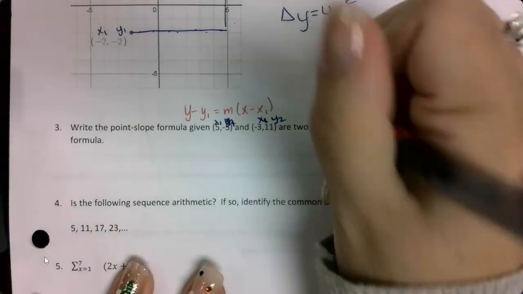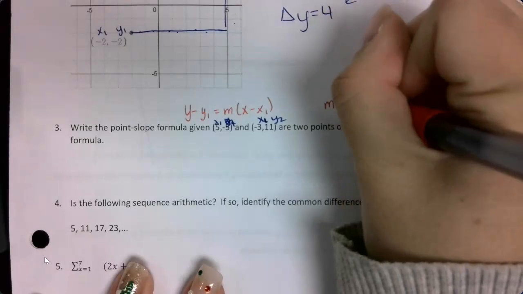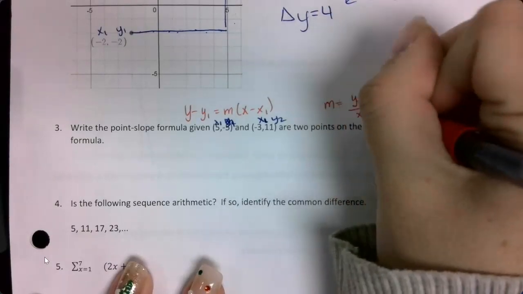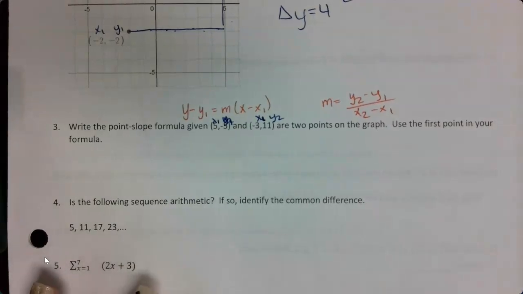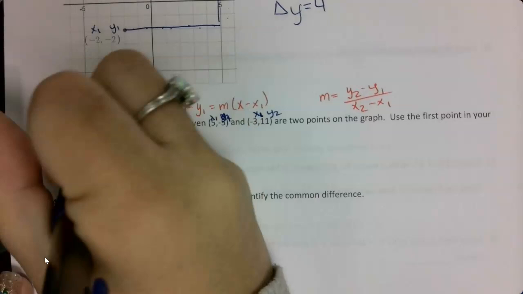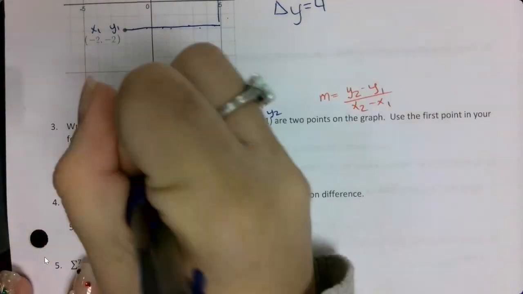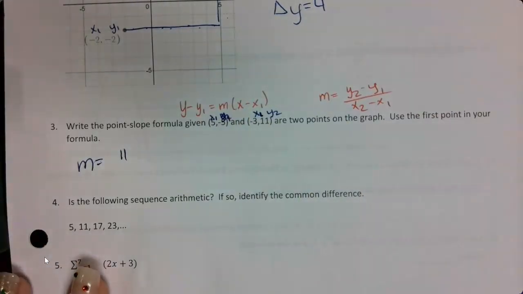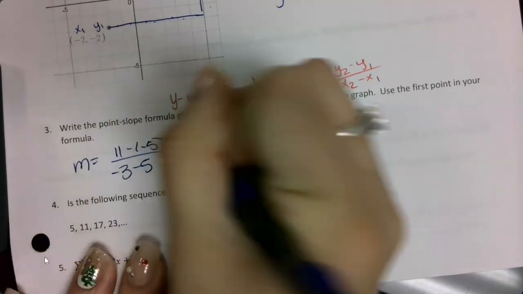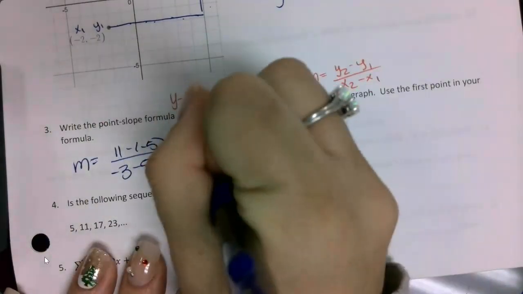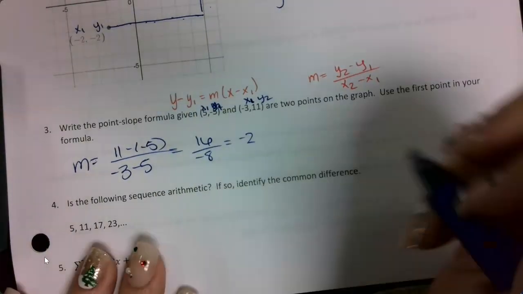Then my slope formula, remember, is y sub 2 minus y sub 1 over x sub 2 minus x sub 1. So plugging in for my slope, because I first need to find my slope, I'm going to have 11 minus negative 5 over negative 3 minus 5. So on top I have 16. On the bottom I have negative 8, which gives me negative 2.